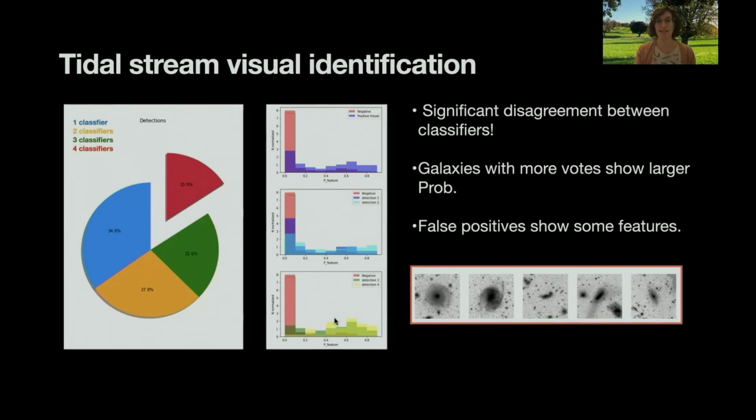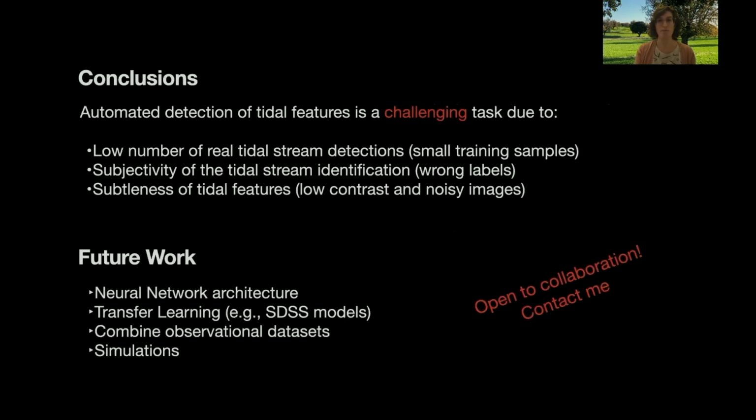Good news is that these galaxies show a higher probability of having tidal features by our models. And we also checked that the false positives, that I show here some examples of, show some features which are difficult to distinguish from real tidal features. So we are on the right way. But there's still a lot of room for improvement.